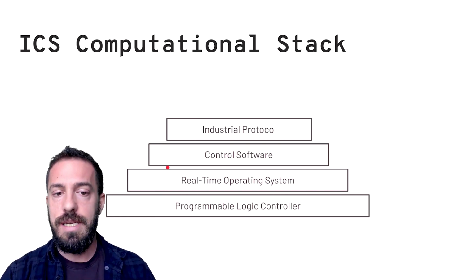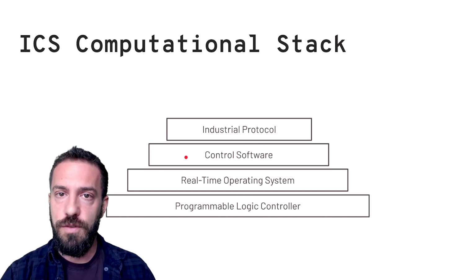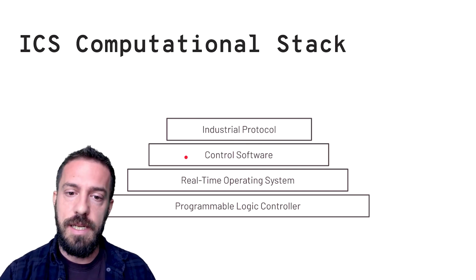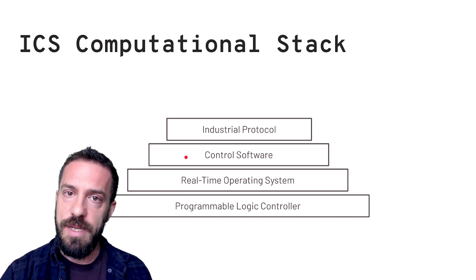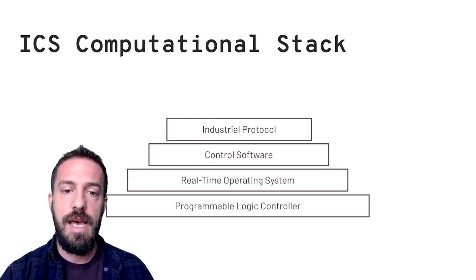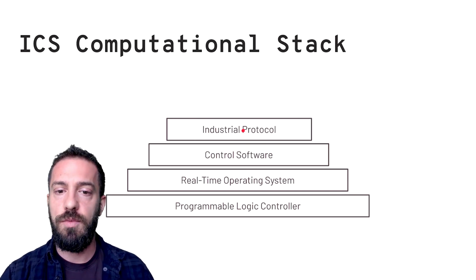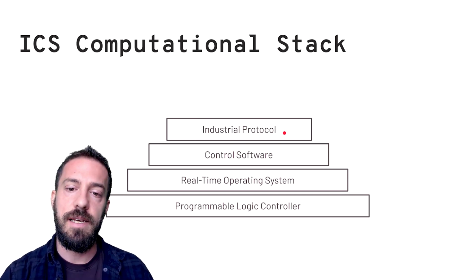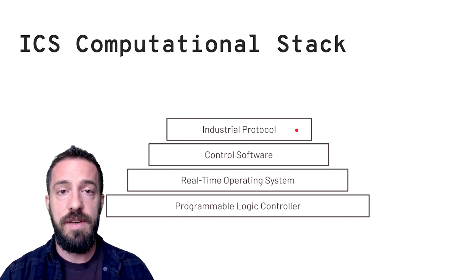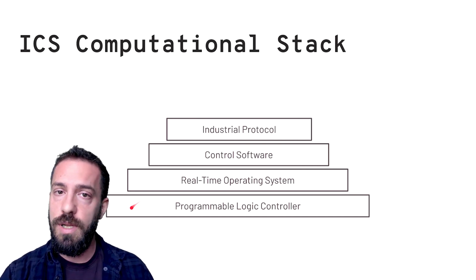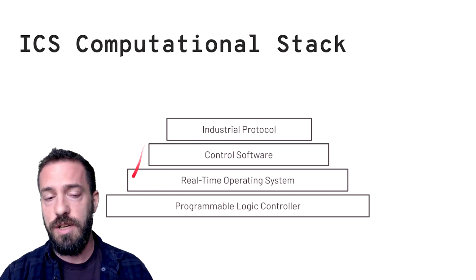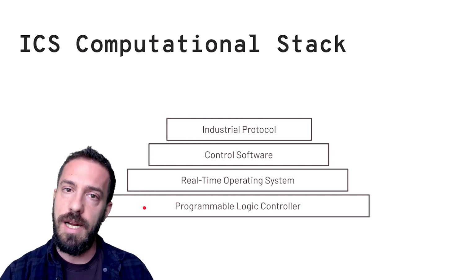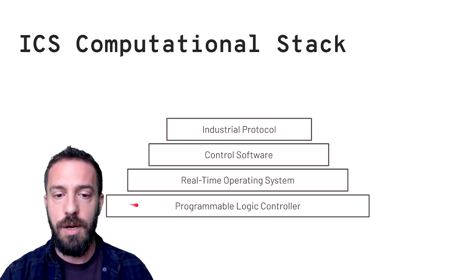And on the real-time OS, we have the control software that is responsible for reading the input from the sensors, computing and actuating. And then the PLC, the whole system, is interfacing with other PLCs or with the central monitor system through specific industrial protocols. So today we'll see each one of these layers, one by one, and we'll start by the lower level, the hardware level, the programmable logic controller.